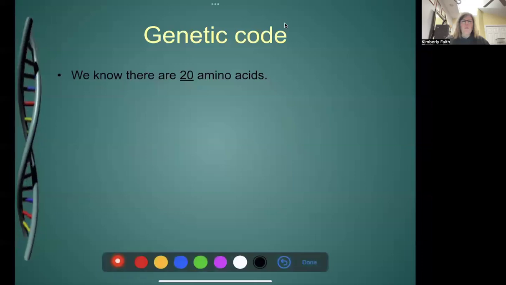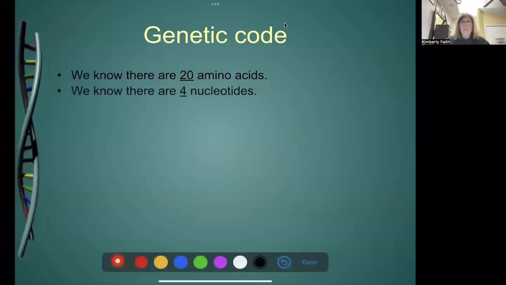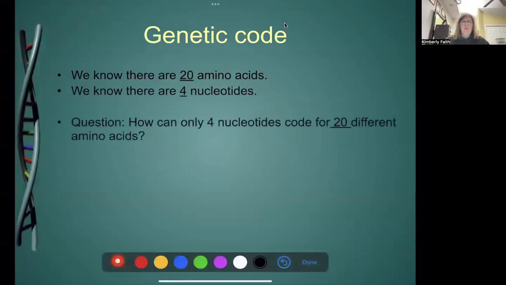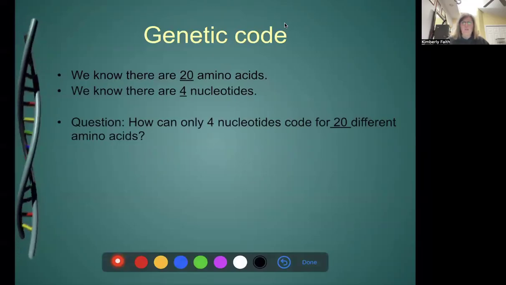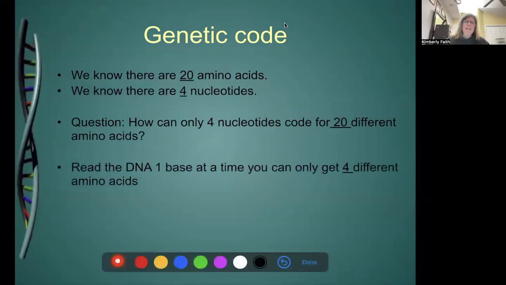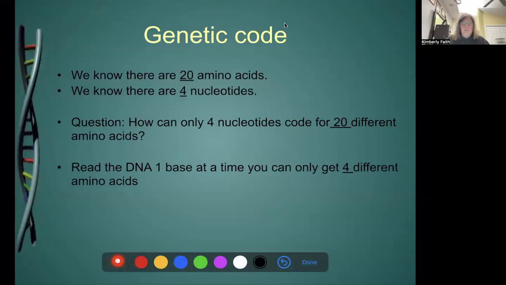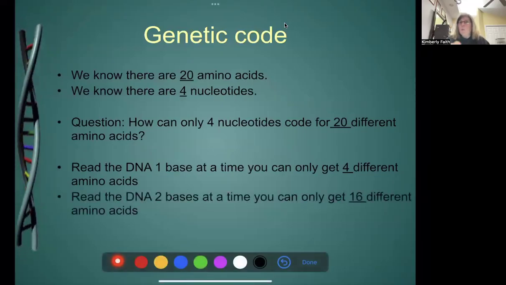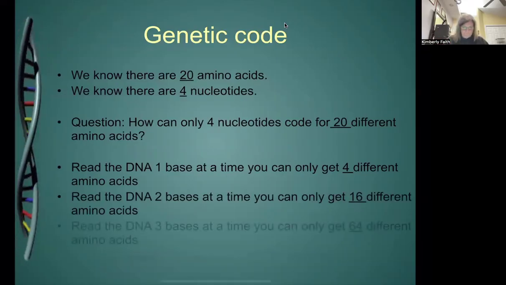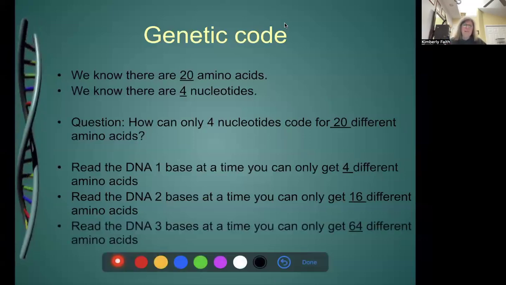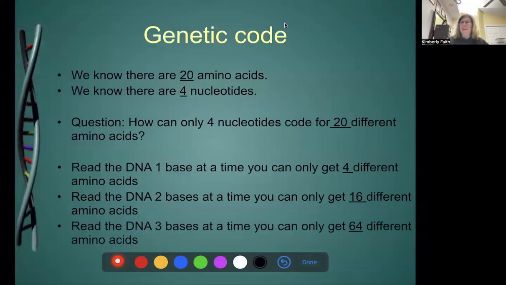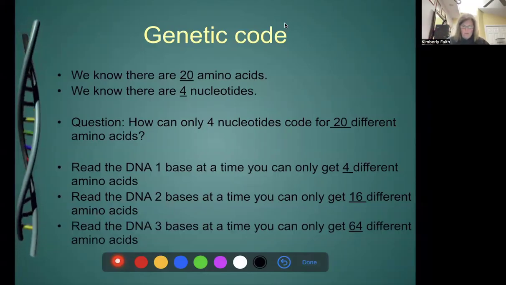We have our genetic code. We know that there are 20 amino acids and 4 nucleotides. So the question is, how can only 4 nucleotides code for 20 different amino acids? If we were to read DNA one base at a time, you could only get 4 different amino acids. If we read 2 bases at a time, we could only get 16, so we still don't have all the amino acids covered. However, if we read the DNA 3 bases at a time, you get 64 different combinations, plenty to more than cover 20.